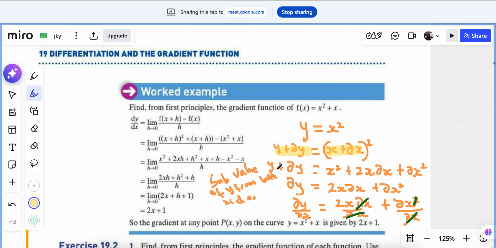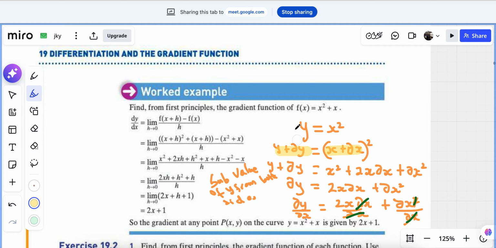Then the next stage, I want to subtract the value of y from both sides. I'll say this left side minus y. I'll put minus y here, so that the y and minus y will cancel, only dy will remain on the left. So that's what I wrote here. I said subtract value of y from both sides. Meaning subtract y from here.